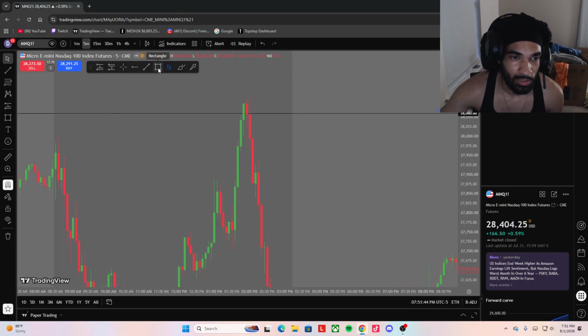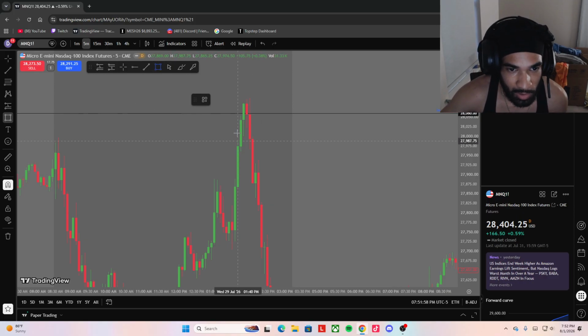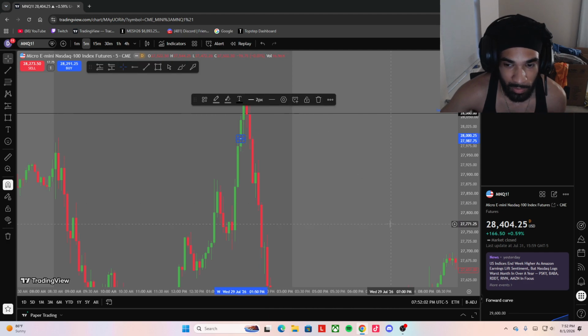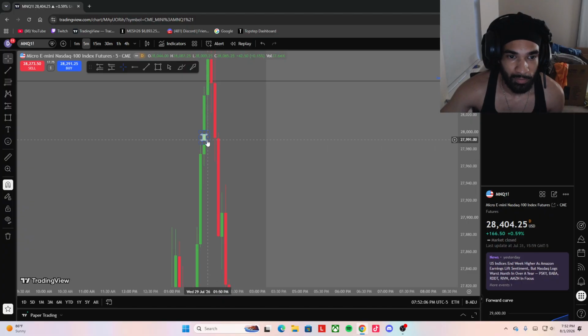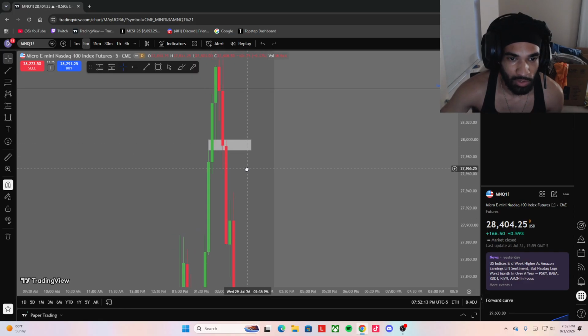Now I have your rectangle tool. You have your rectangle tool. We're going to click that. Also, I have my weak magnet on just so it helps me mark it easier. But yeah, I like to have this little cross thing too. But yeah, we have our tool. So boom, here and here we have a gap. It's kind of small, but this is technically a gap right here. We respected it just a little bit, then we closed straight through it.